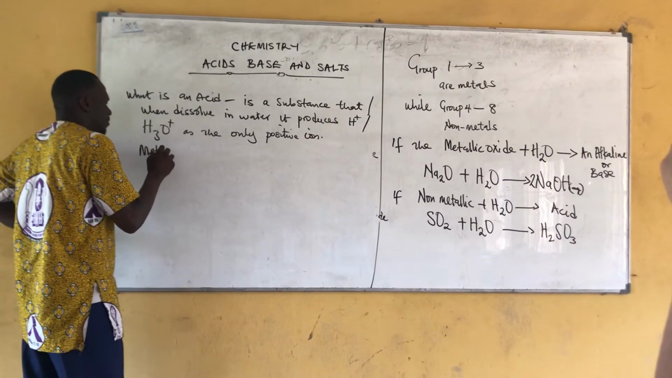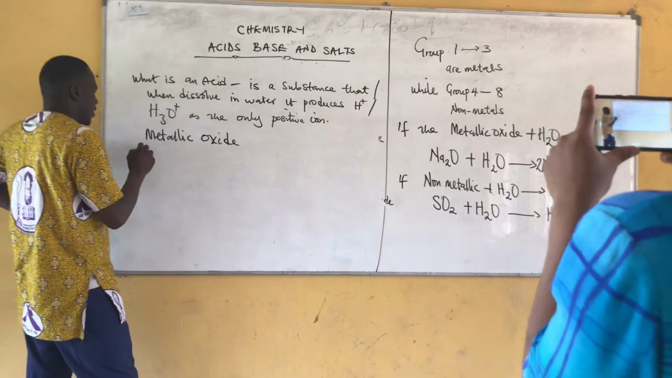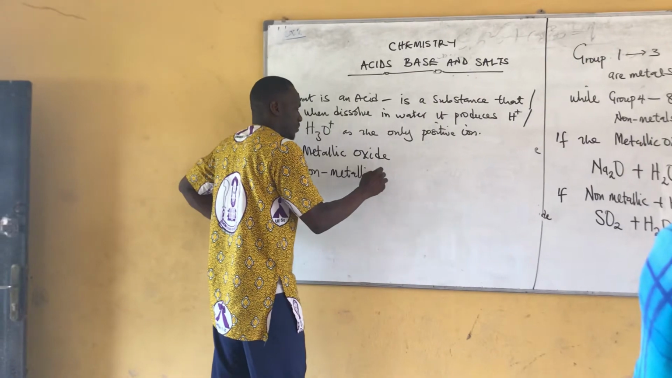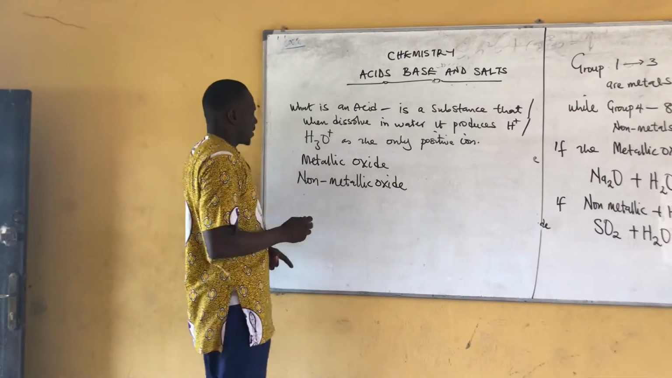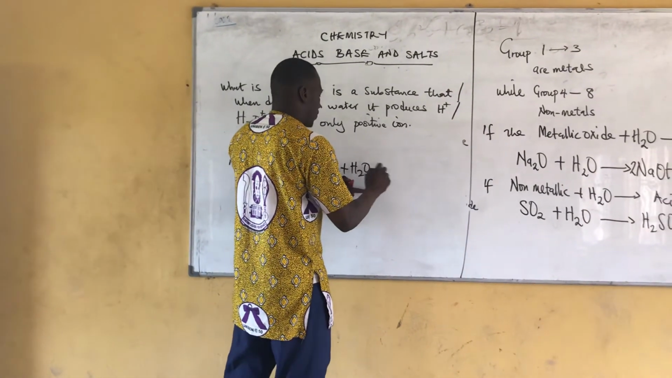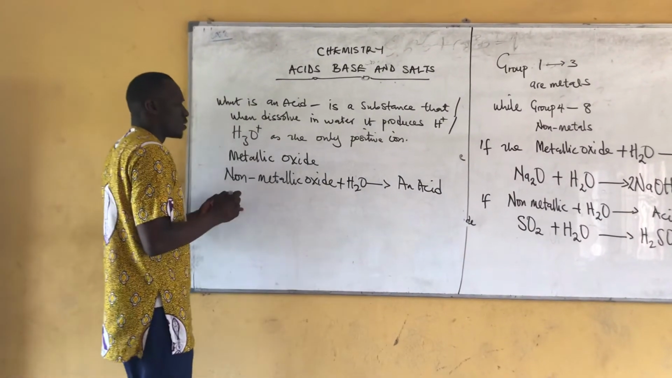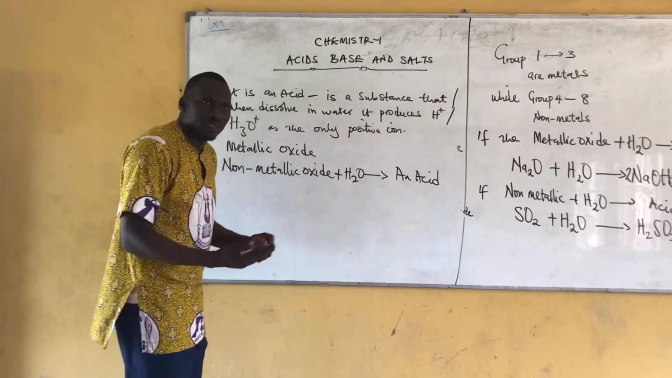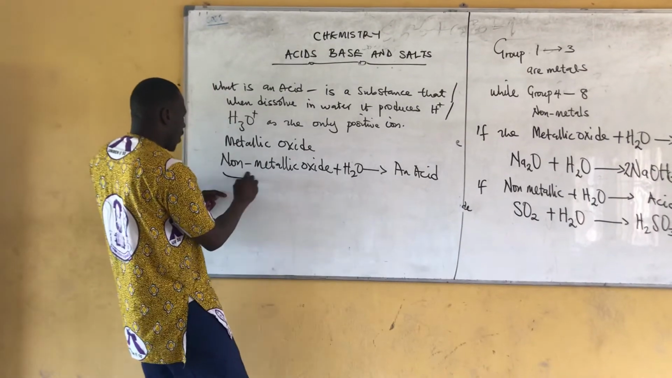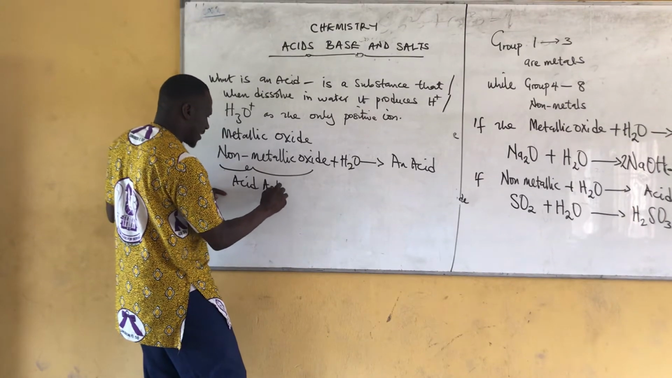Metallic oxide and non-metallic oxide we discussed earlier. It is the combination of a non-metallic oxide plus water that produces an acid. Therefore, what will they ask you in your question? They will ask you, what is acid anhydride? So, non-metallic oxide is called acid anhydride.